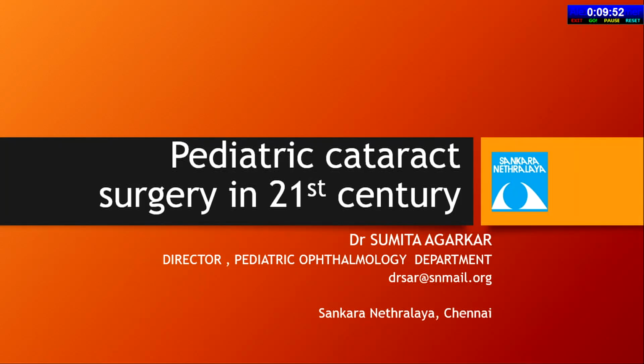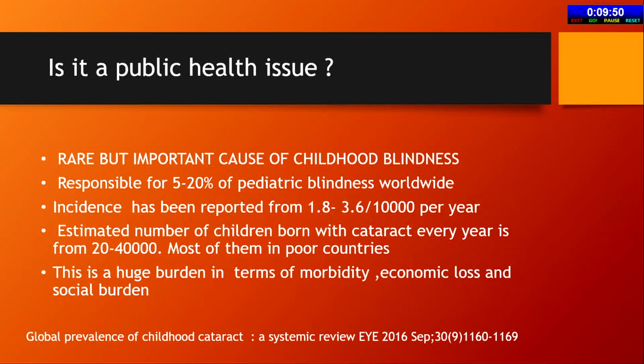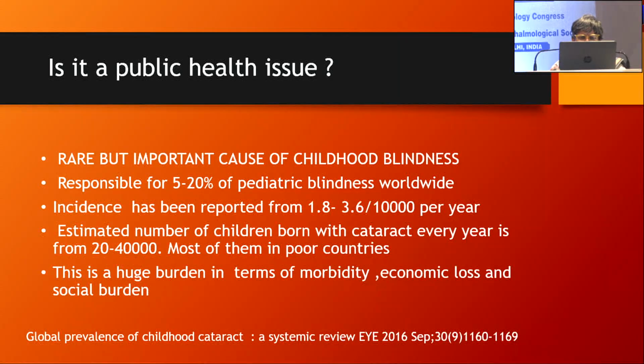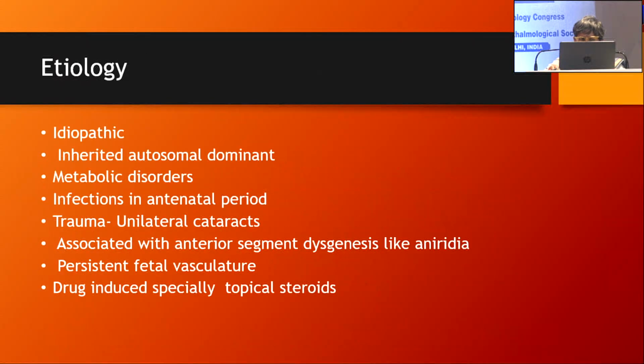So I'm going to talk about pediatric cataract. It's a rare but important cause of childhood blindness and can be responsible for 5 to 20% of pediatric blindness worldwide. Of course, the incidence is much higher in economically poor countries, anywhere between 1.8 to 3.6 per 10,000 live births, which is a huge burden in terms of morbidity, economic loss, and social burden.